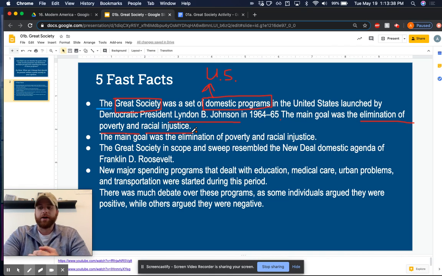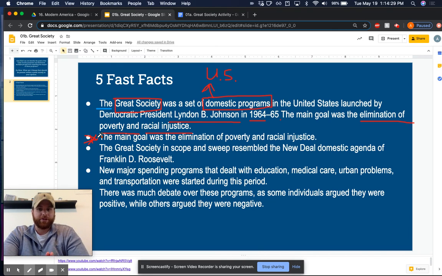Lyndon B. Johnson was the vice president for John F. Kennedy. Once John F. Kennedy is assassinated, Lyndon B. Johnson takes over. He's actually elected to a second term, and he creates this Great Society program. The Great Society is focused, first off, on the elimination of poverty, trying to eliminate what Lyndon B. Johnson sees as ever-growing poverty within America. It's also trying to get rid of racial injustice. We talked about last unit the Civil Rights Act of 1964. Lyndon B. Johnson is pointing out that there still is a lot of work that needs to be done to eliminate racial injustice.